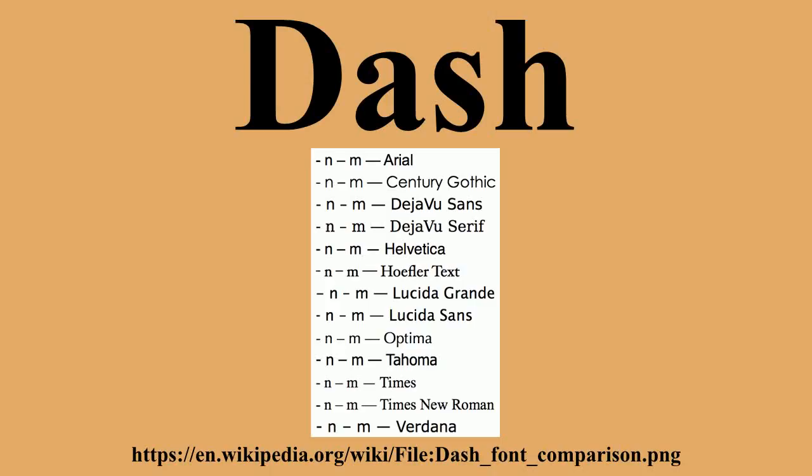Itemization mark. Either the en dash or the em dash may be used as a bullet at the start of each item in a bulleted list, but a plain hyphen is more commonly used. Typographic details, spacing and substitution.